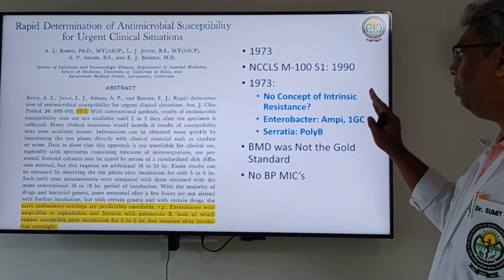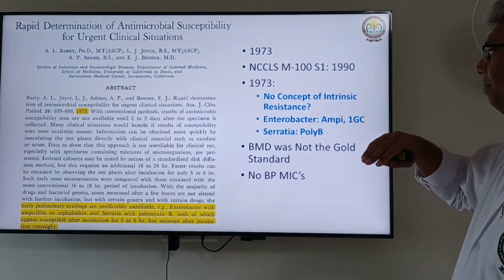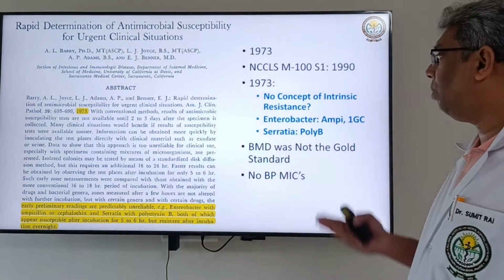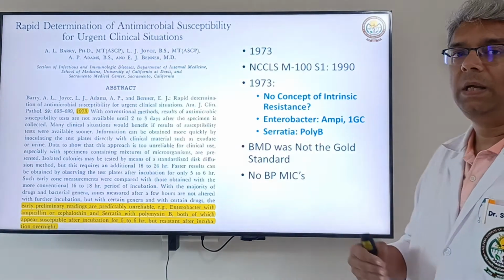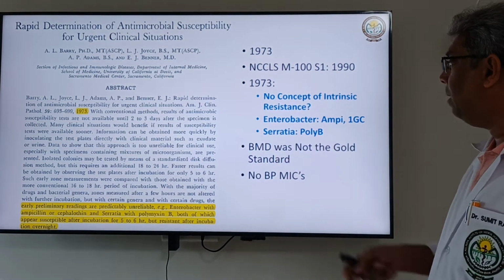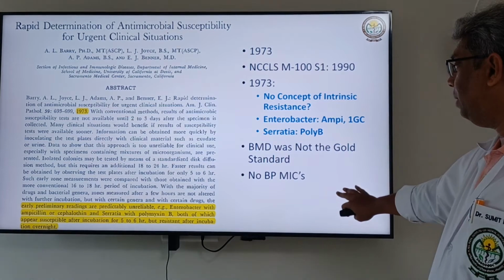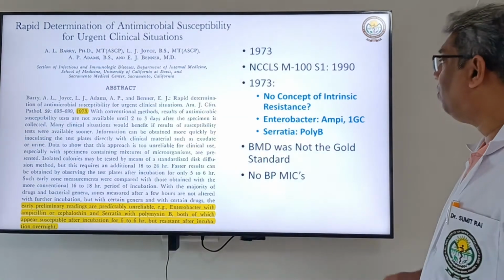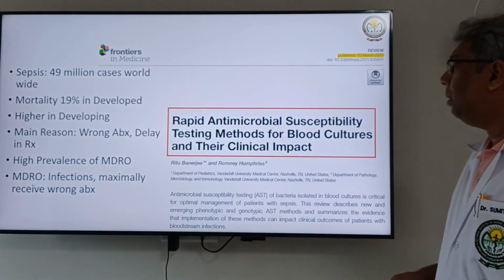So Broth microdilution, whenever you're doing it on the wild type strains, also takes into account the intrinsic or natural resistances existing in those particular strains against that particular antibiotic. So during that time there were no breakpoints, MICs which are existing over here.